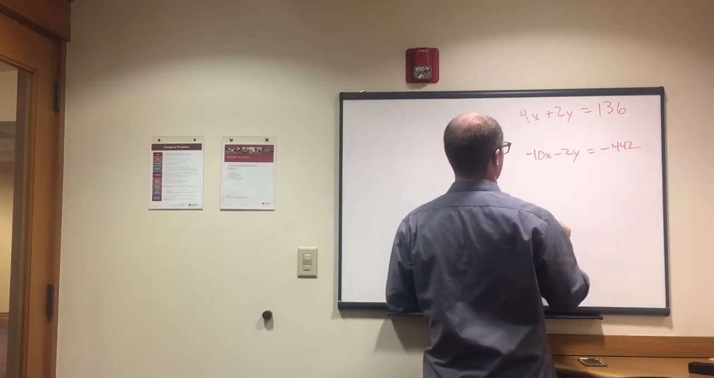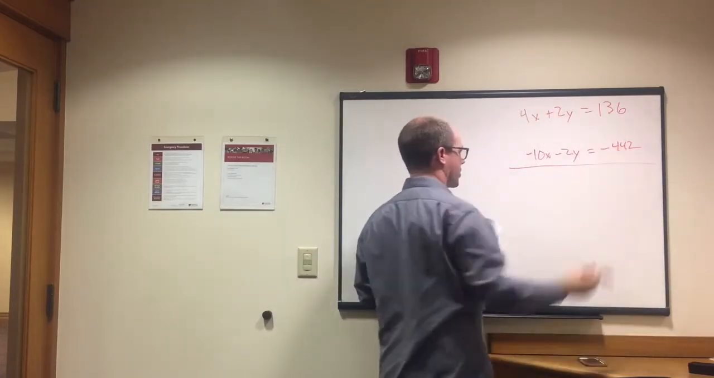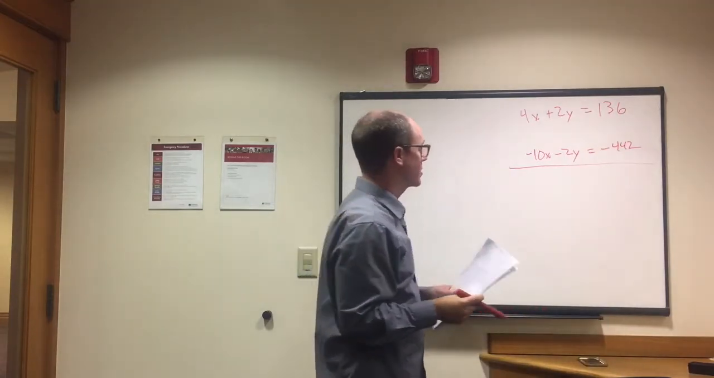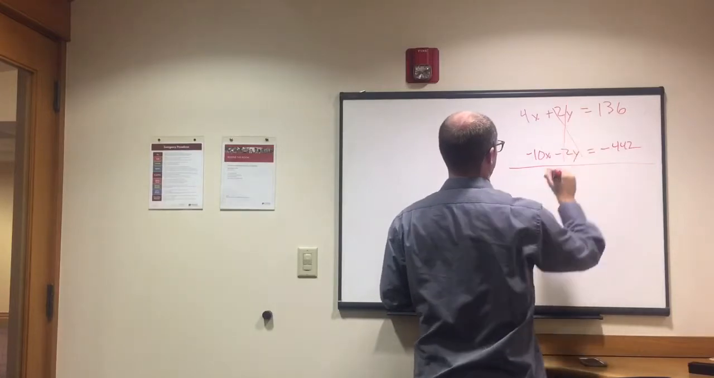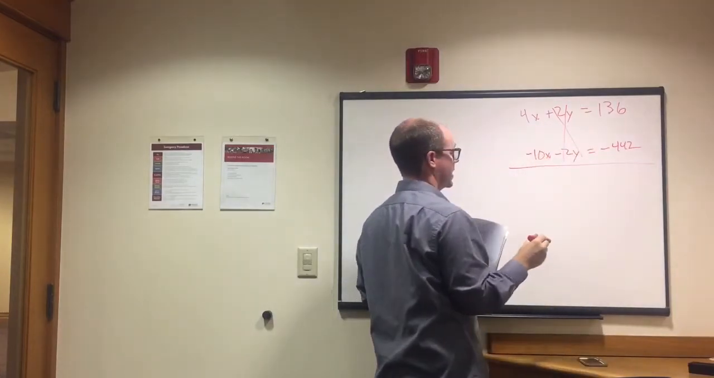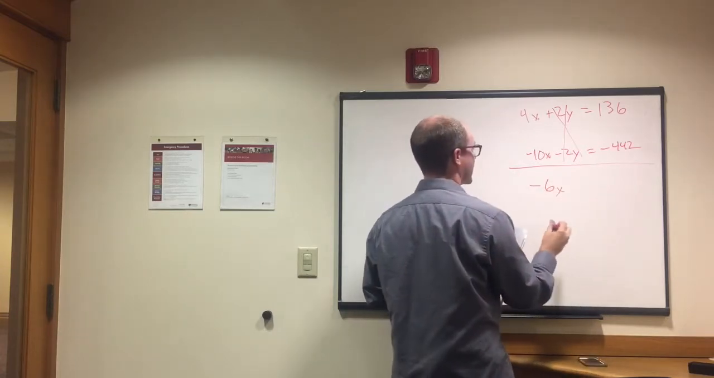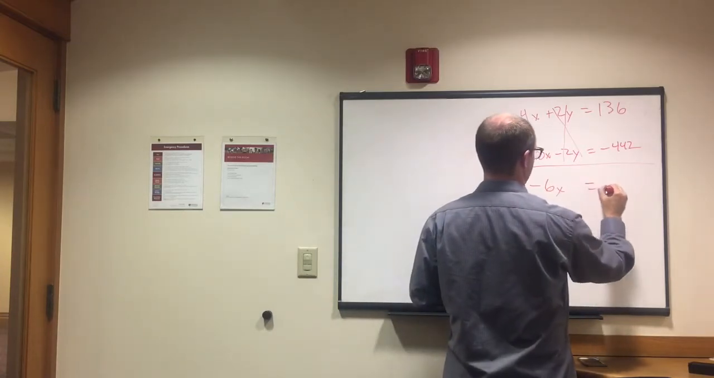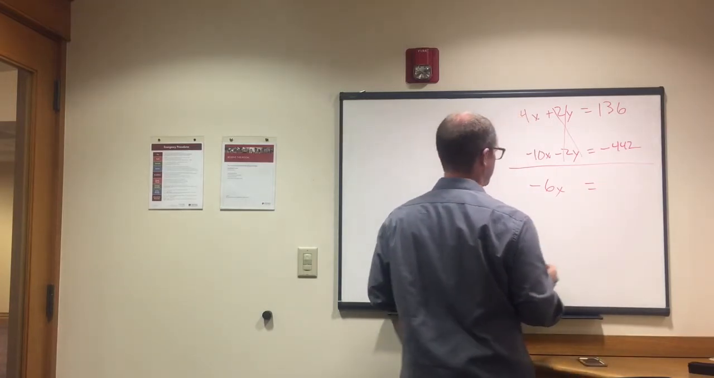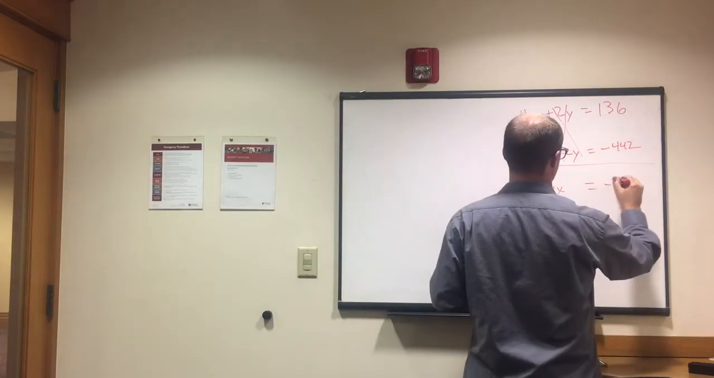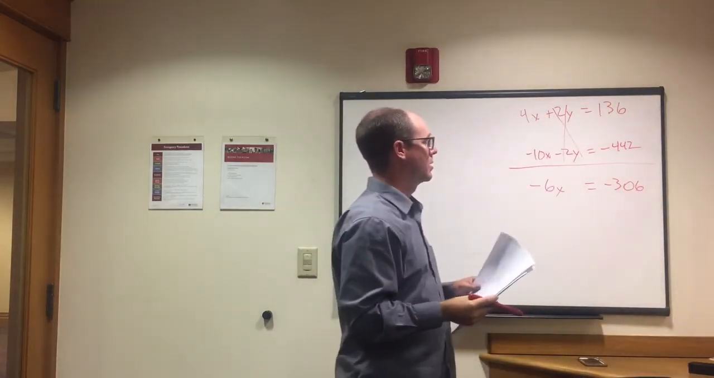Now we can combine these two parts and solve for x. 2y minus 2y cancels out. That's nothing now. 4x minus 10x is negative 6x. 4 minus 10 is negative 6. 136 minus 442 is negative 306.